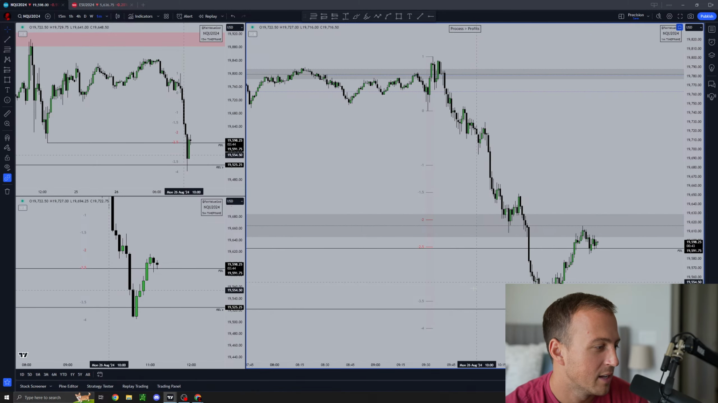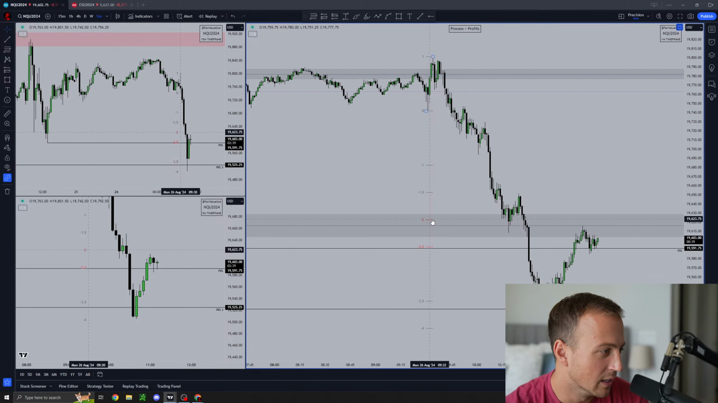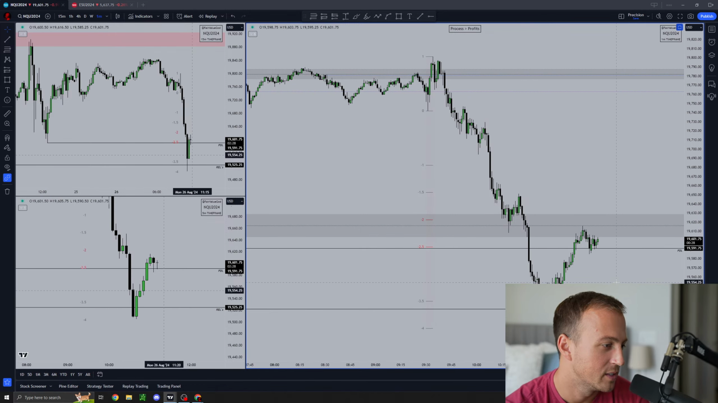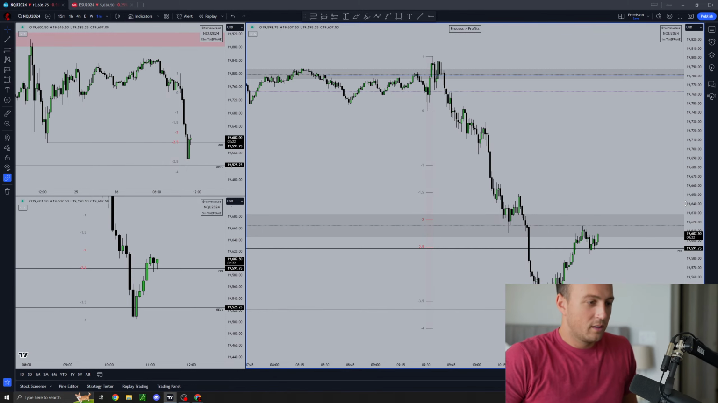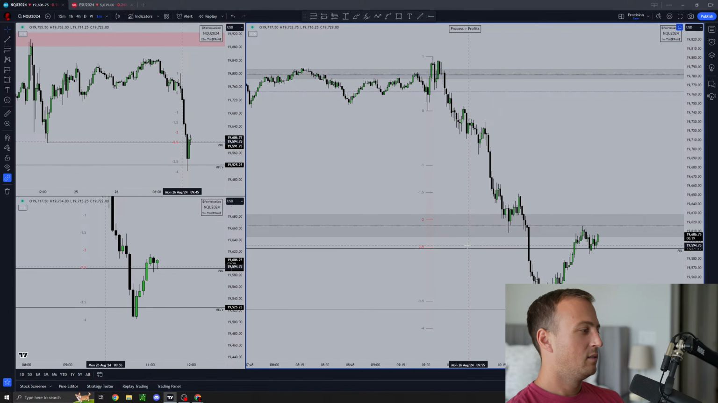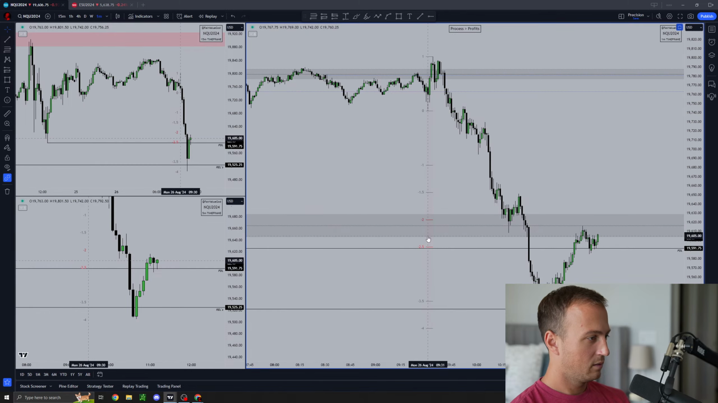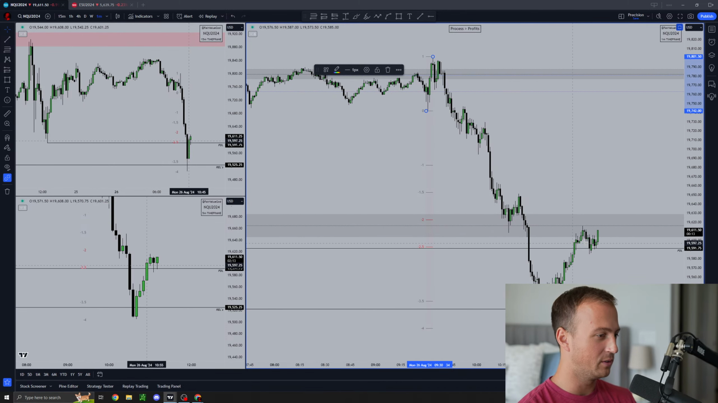But you gotta remember, the magic's not in the fibs, right? The magic's in the levels that align with it. So, -2.5. What's there, right? New week opening gap. What's in this area down here, right? That weekly low, relative equal lows, is inside that zone. So the fib's not the magic. It's the levels that align with it, right? It's all about stacking the confluences.